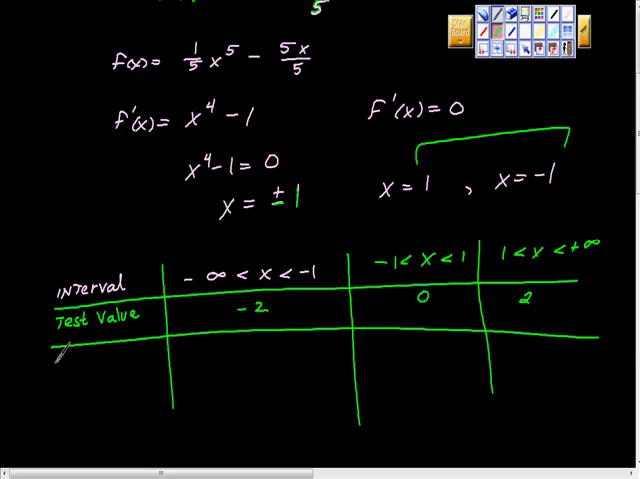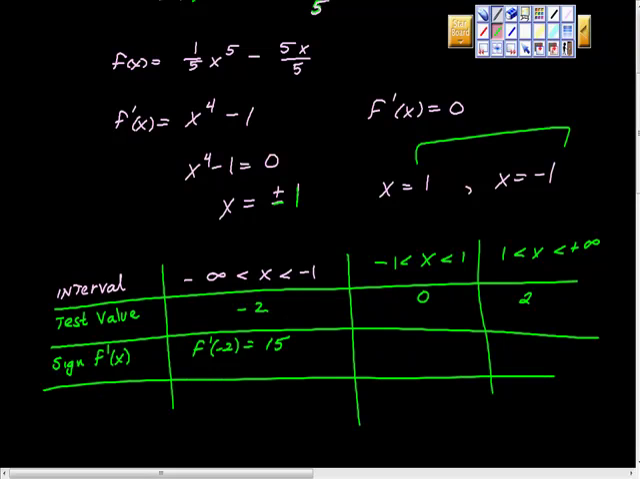And then when I want to assess f prime, I want the sign of f prime at the test value. So the sign of f prime at our test value. So f prime at negative 2 is equal to 15. Isn't that right? Is equal to 15. And what conclusion can we draw? Well, 15 is positive, so our function on this interval is increasing.